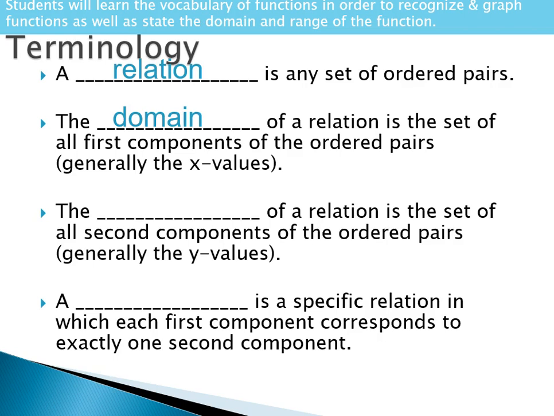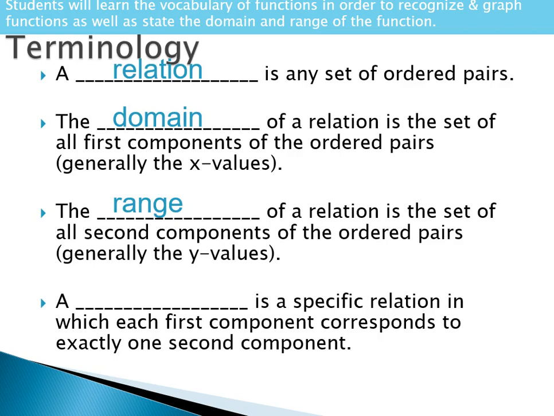The second part of a relation is the set of all components of the ordered pairs, the second part of them, which is the y values. That's called our range. So when we talk about range, we're looking at the y values. And lots of times when we look at the graph, we kind of make a window and ask ourselves, where does this graph lie between for x? Where does this graph lie between for y? And we decide what our domain and range is there.